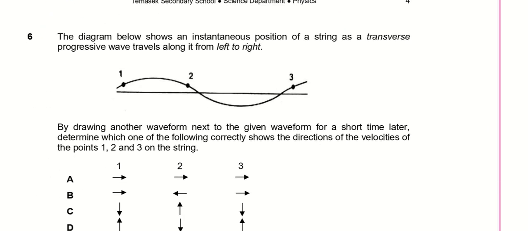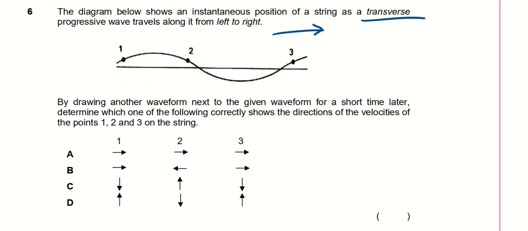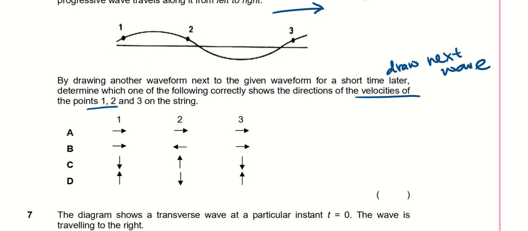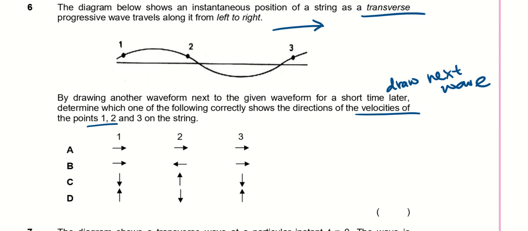Okay, question 6. The diagram below shows an instantaneous position of a string as a transverse wave traveling from left to right. By drawing another waveform next to the given waveform for a short time later, which is basically asking you to draw the next wave, determine which one of the following correctly shows the direction of the velocity of the points 1, 2, and 3 on the string. So basically I need to draw the next wave.